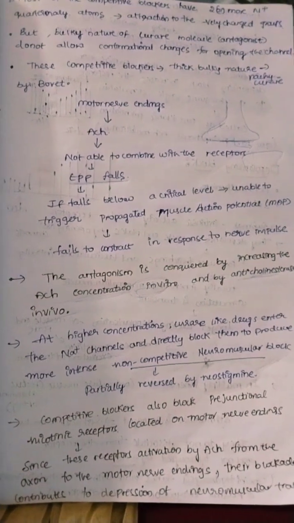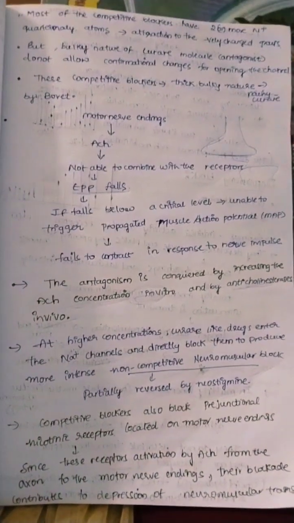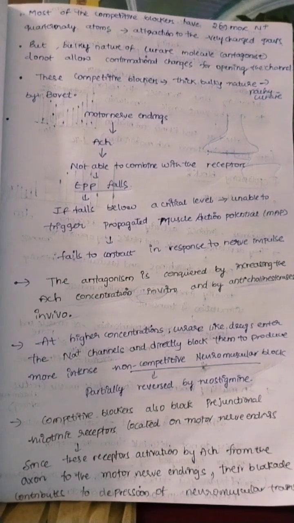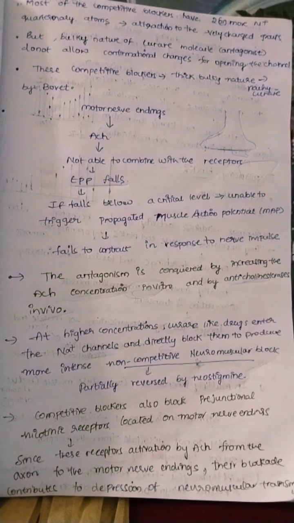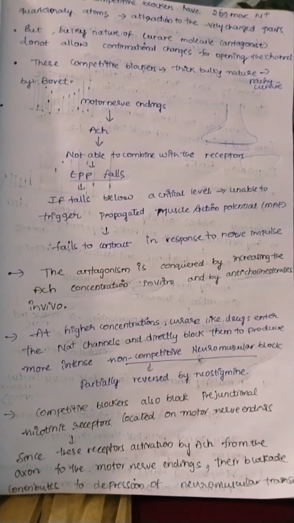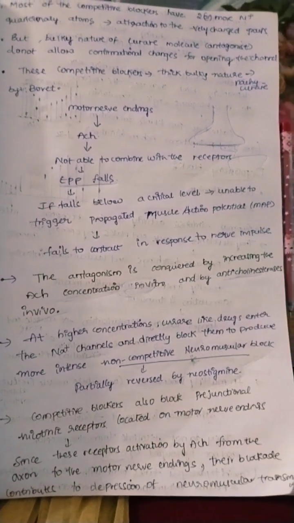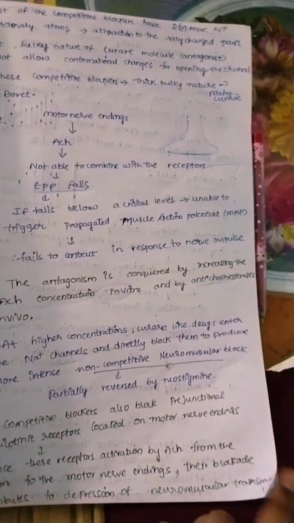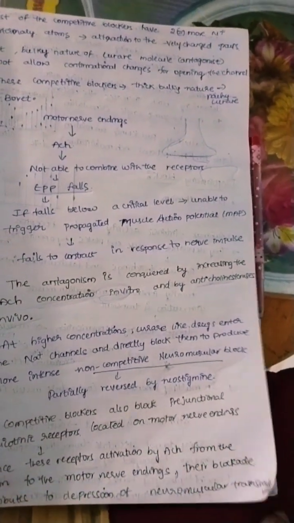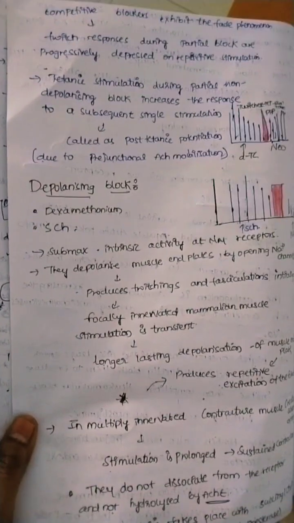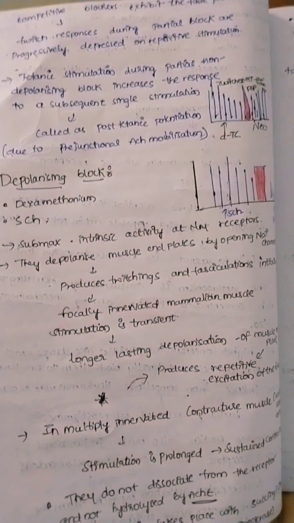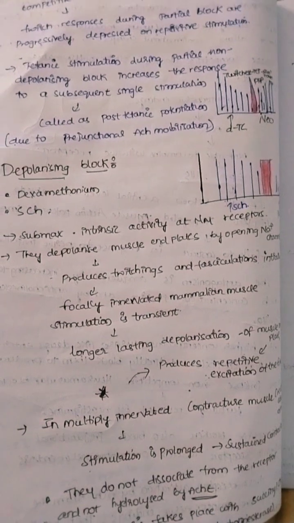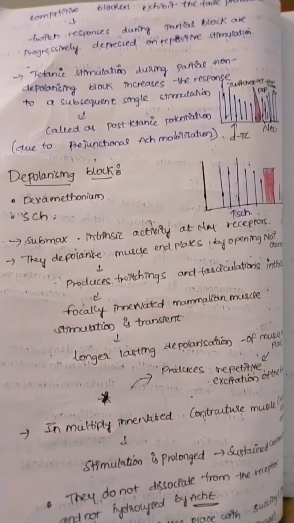We understood that from motor nerve endings, acetylcholine receptor activation and their blockade will contribute to neuromuscular transmission depression. Competitive blockers exhibit the fade phenomenon. What is meant by fading? Initially the muscle twitches are more, then rapidly they decrease.